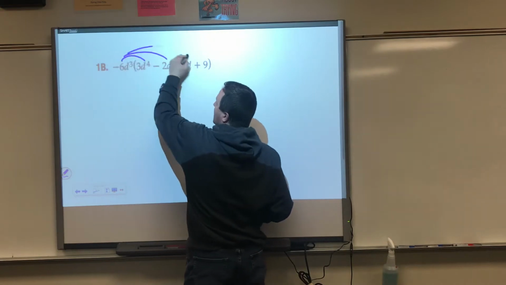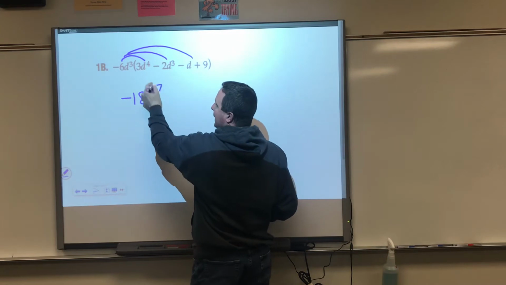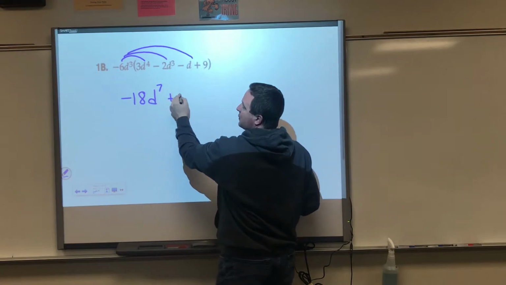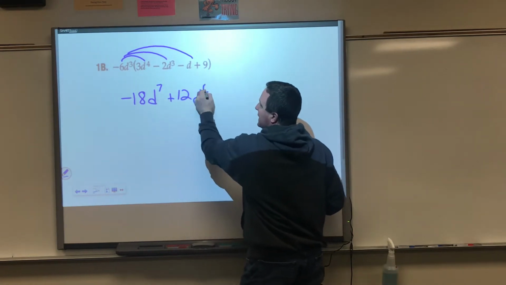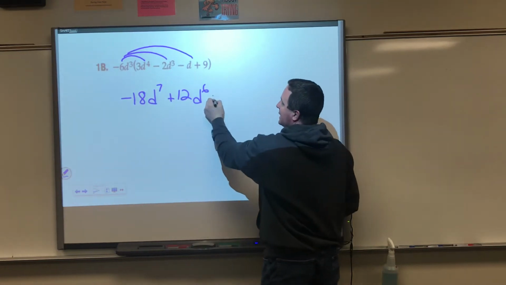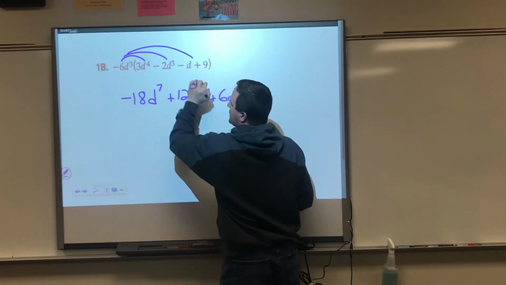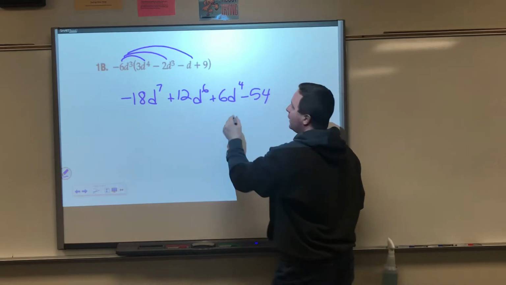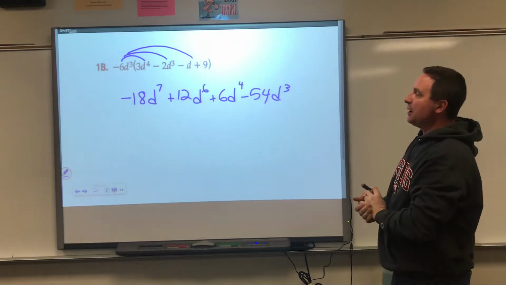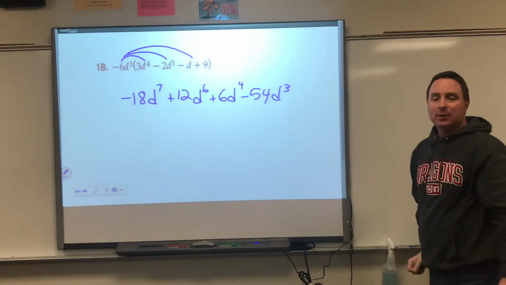If I distribute each of these, negative 6 times 3 is negative 18, and I'm going to add my exponents to get d to the 7th. Negative 6 times negative 2 is positive 12, d to the 6th, 3 plus 3. Negative 6 times negative d is positive 6d to the 4th. And negative 6 times negative 9 is negative 54, d to the 3rd. Again, I only have one letter in the expression, and it goes from biggest power to smallest power. No like terms. There's our answer.